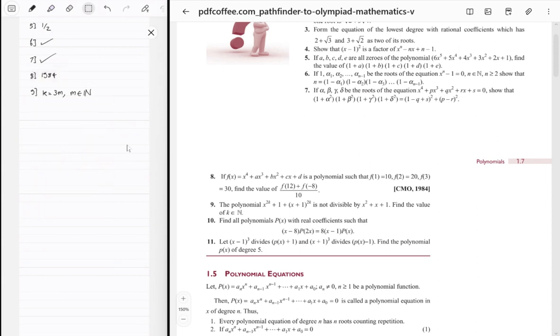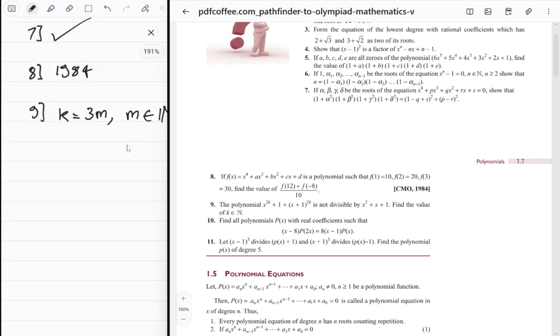I didn't think it would involve complex analysis. Sorry, it's not analysis, it's just normal complex numbers or whatever. Yeah, next question.